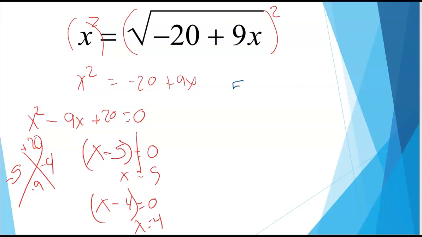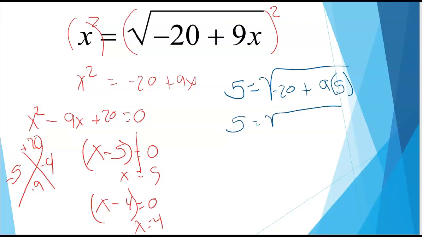So we got 5 equals the square root of negative 20 plus 9 times 5. 9 times 5 is 45. Negative 20 plus 45 is 25. Does 5 equal the square root of 25? Yes, so we know 5 is a solution.